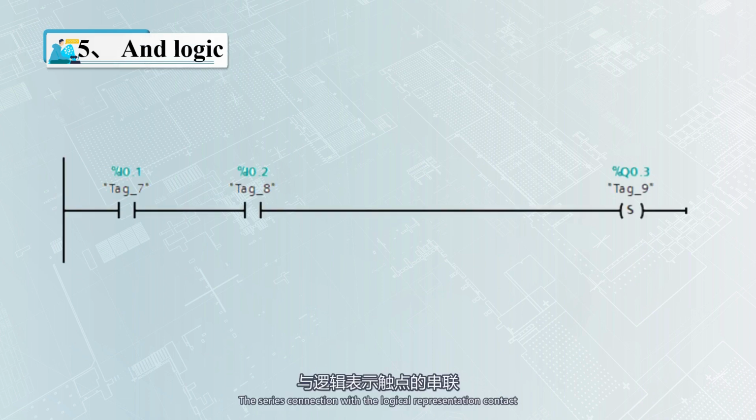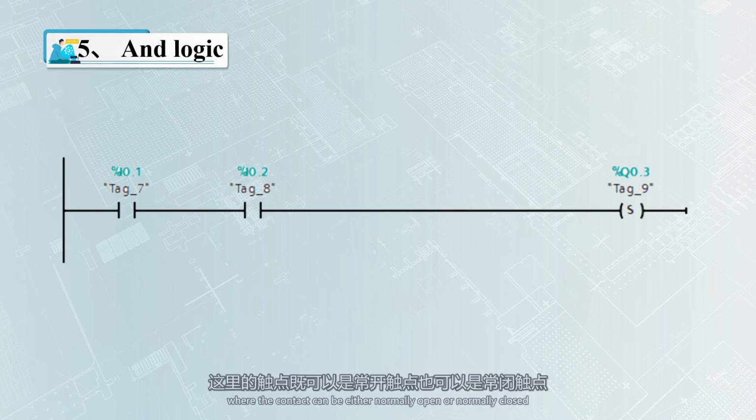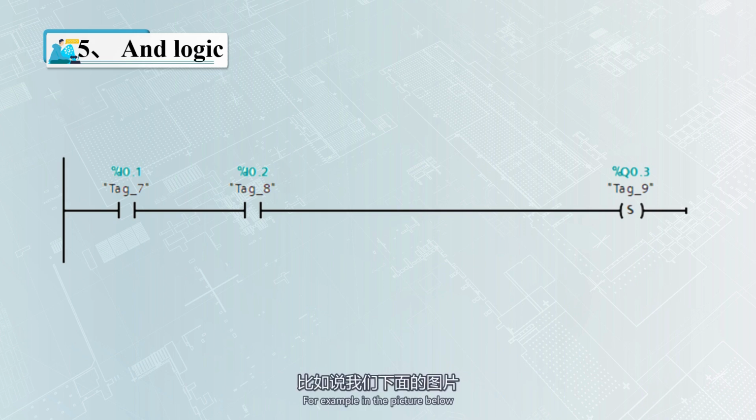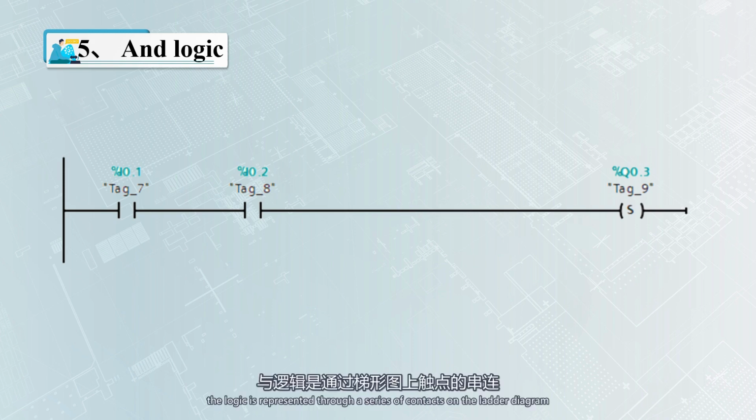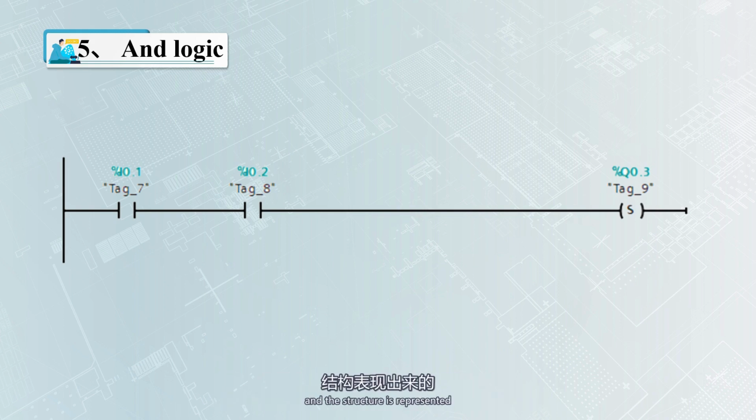1. AND logic represents the series connection of contacts, where the contact can be either normally open or normally closed. For example, in the picture below, when a signal passes through I0.1, I0.1 is 1 and I0.2 is also 1. The signal passes through I0.2 and the final signal is transmitted to the output coil Q0.3, where Q0.3 is 1. From this ladder diagram we can see that the AND logic is represented through a series of contacts on the ladder diagram. Each contact must be connected before the signal can finally reach the output coil.